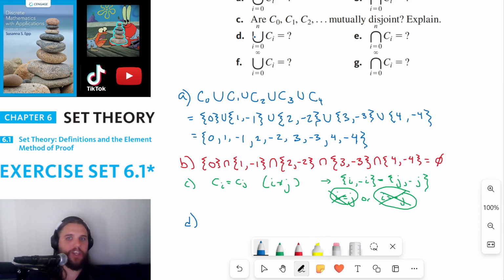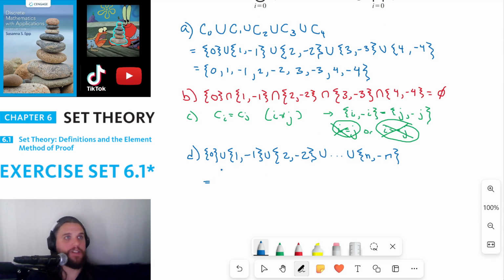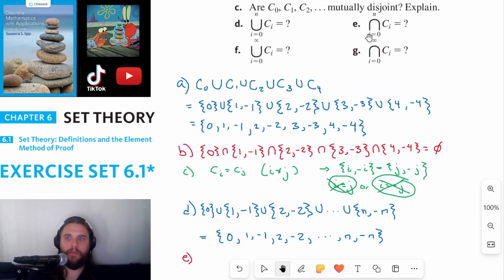Part D is the union from i equals 0 to n. So this is going to be very similar to part A, except we're going to go all the way to n comma negative n. So we could say union dot dot dot union n comma negative n. Now union means to combine. And so we have the set containing 0, 1, negative 1, 2, negative 2, and so on up to n, negative n.